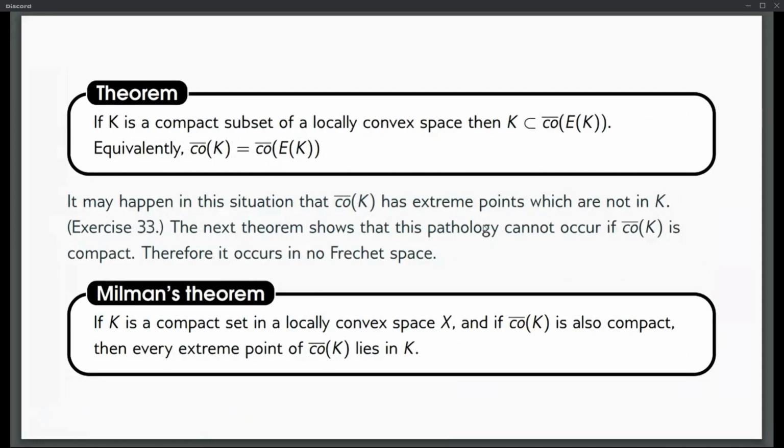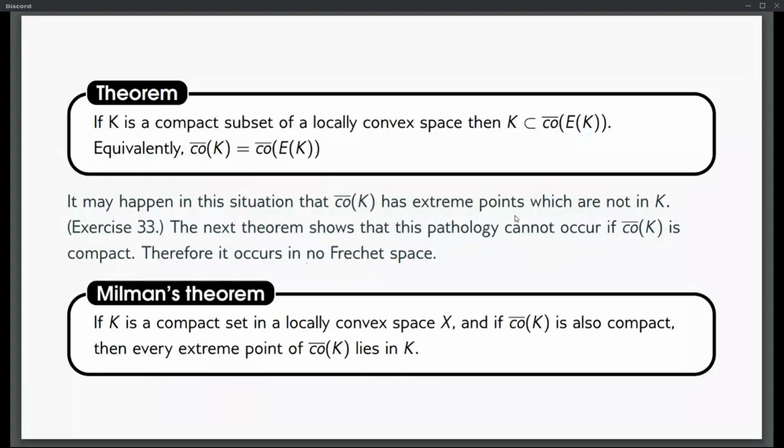Now, luckily, this doesn't happen in Fréchet spaces, which again are most of the practical spaces you'll encounter. So it's nice to know that these sort of things you don't have to worry about. So if co-bar of K is compact, it does not occur in Fréchet spaces. If K is a compact set in a locally convex space, and if co-bar of K is also compact, then every extreme point of co-bar of K lies in K. So we avoided this pathology here, where this has extreme points that are not in K.